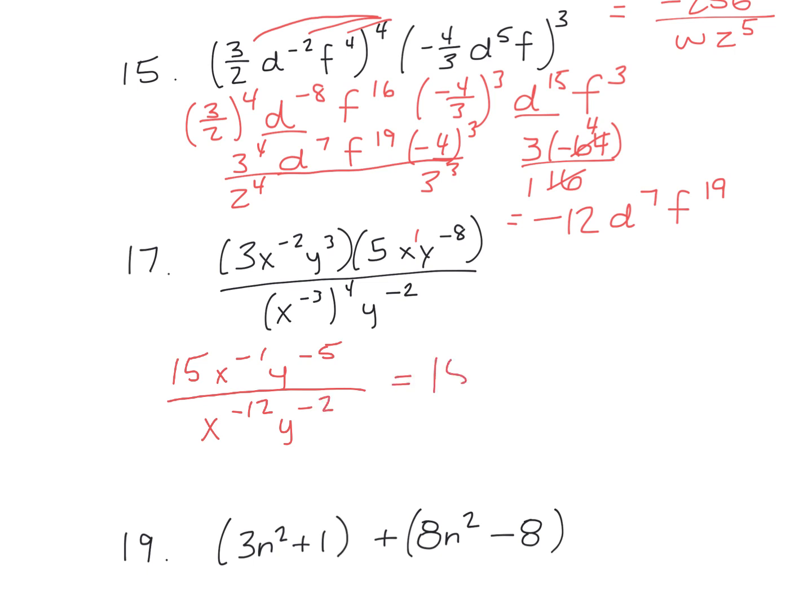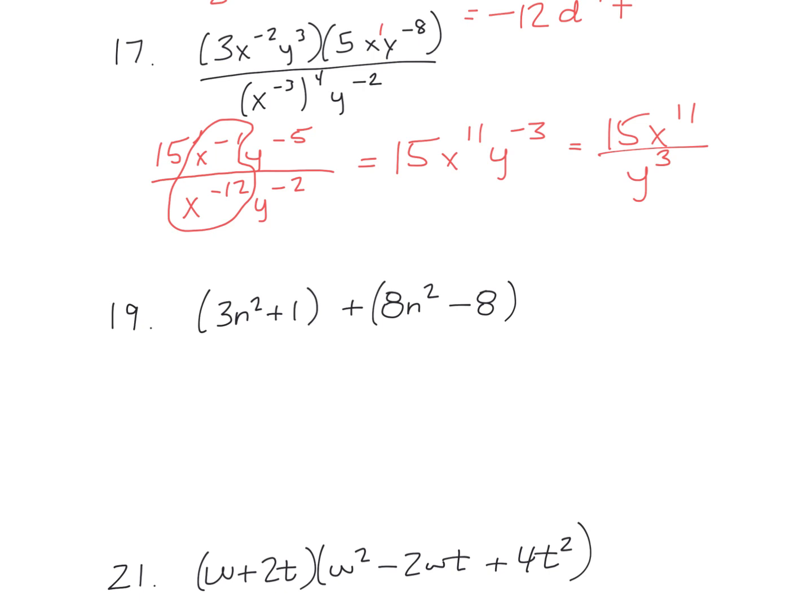And so now I've got 15. I'm going to take negative 1 minus a minus 12. I'm subtracting there. That would give me a positive 11. And then I'd have y to the negative 5 minus a minus 2, which would be negative 3. So I would rewrite this, putting that y to the 3rd in the bottom, getting rid of that negative exponent.